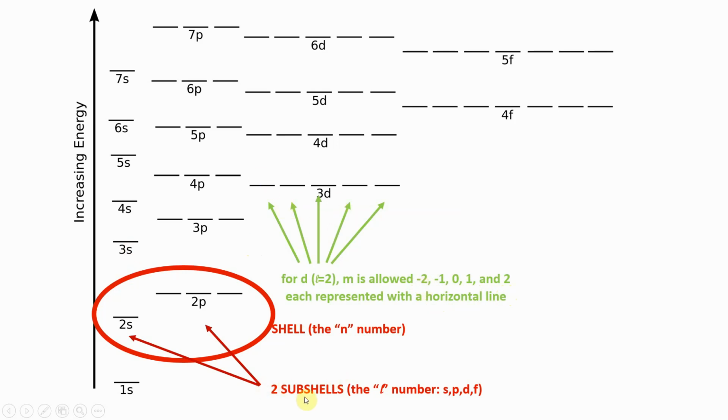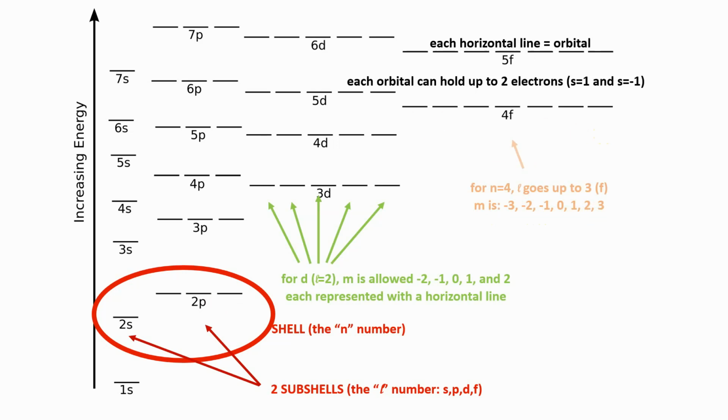So, okay, I have my shell, I have my subshells, I have n, I have l, and m tells me how many lines or orbitals each subshell has, okay? So if I'm looking at it here, n is equal to 4, l goes up to 3, so -3, -2, -1, 0, 1, 2, and 3, so I have 7 of them. Okay, so that's what that means. And do I have s? Yeah, each horizontal line is equal to an orbital.